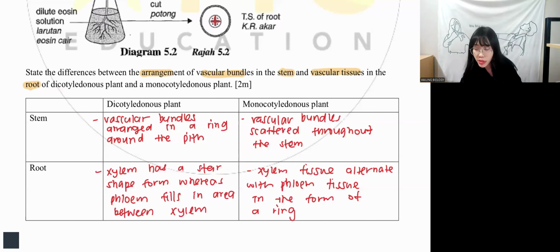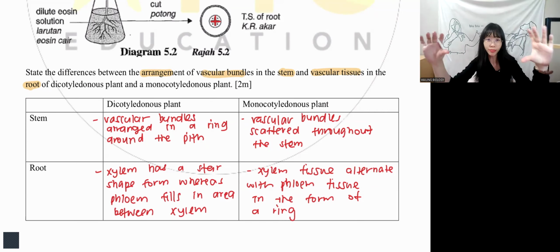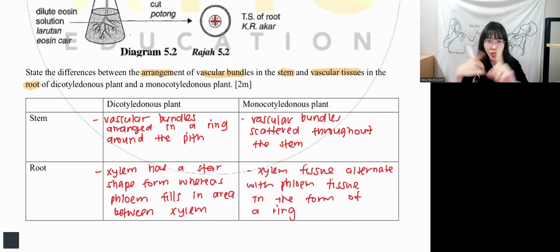What is the difference between vascular bundle and vascular tissue? Okay, now vascular tissue is everything. In vascular tissue we have vascular bundle and vascular cylinder. Vascular bundle can only be used in stem and leaf. Vascular cylinder can only be used in the root. So generally, they are all known as vascular tissue. The bundle and cylinder are used in different parts of the plant.